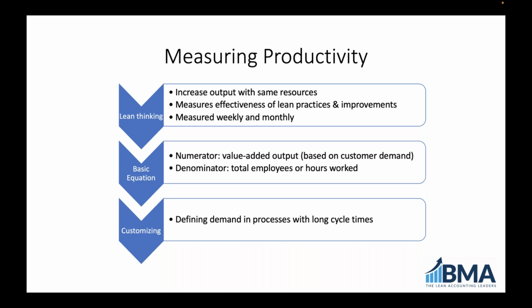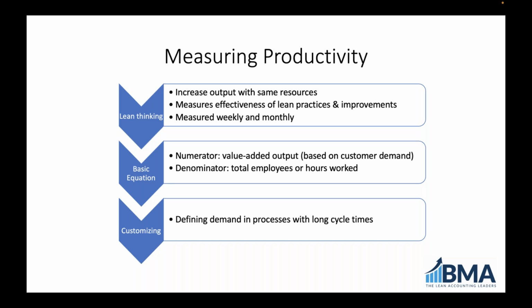Okay, so the basic equation is what's the value added output? It can be as simple as how many units were shipped. The denominator is total employees or hours worked. So, if you think about this from a lean viewpoint, you eliminate waste, you create capacity, you can use that capacity to deliver more value.